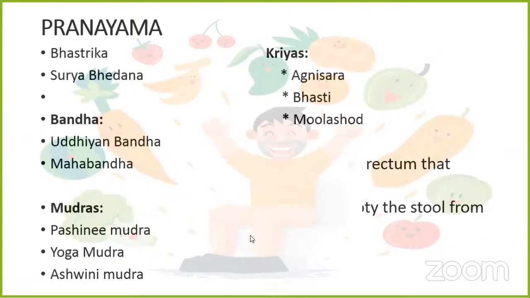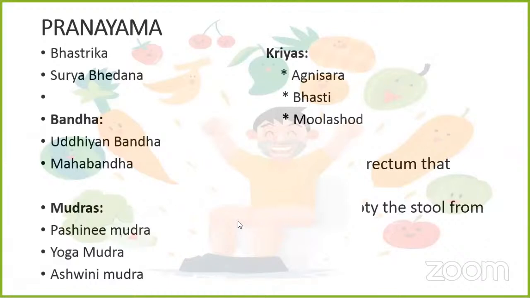So Uddiyana Bandha, again, is trying to have good blood circulation. Mula Bandha, Uddiyana Bandha, Maha Bandha, all these are very helpful, where it works on the nervous system at the lower part of our body.